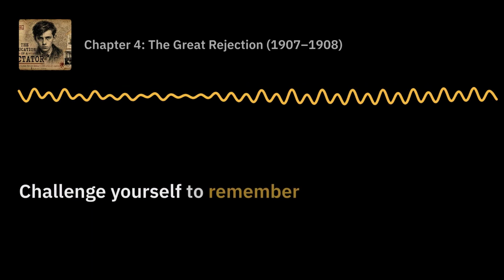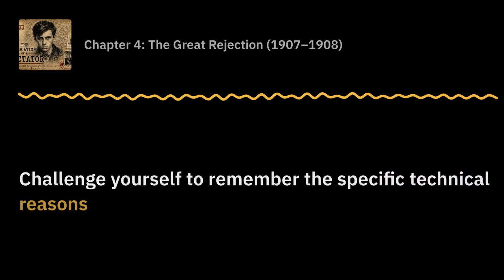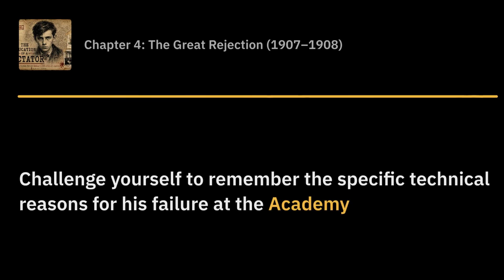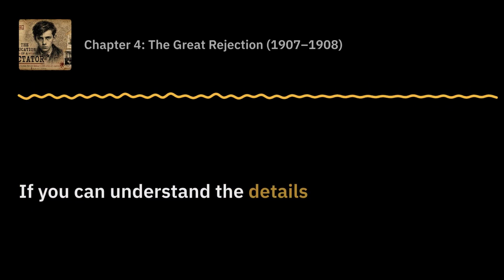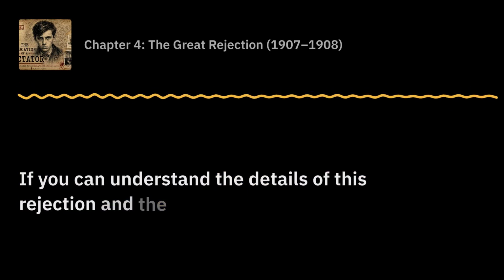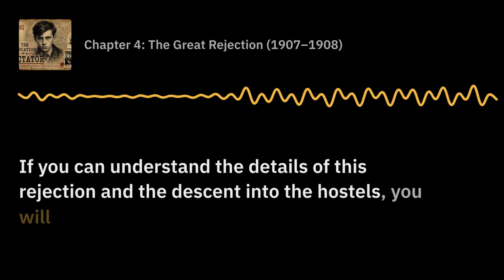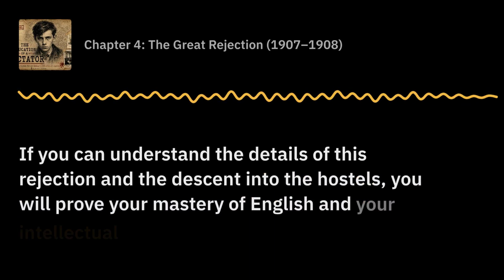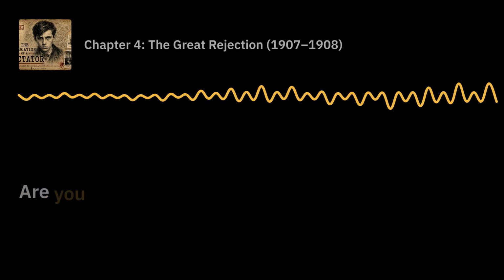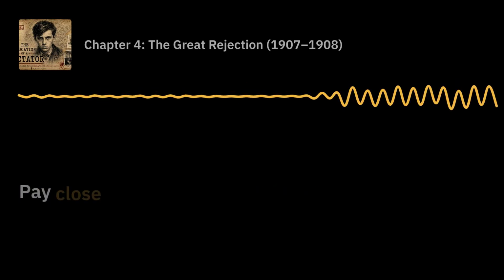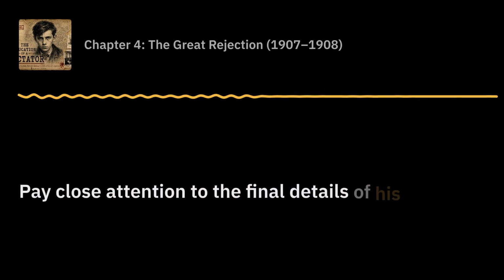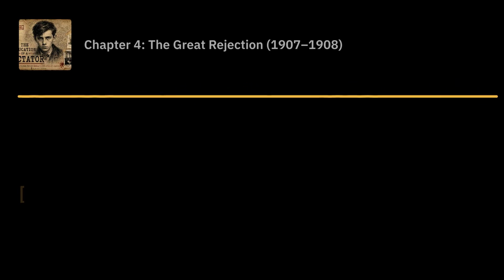Challenge yourself to remember the specific technical reasons for his failure at the academy. If you can understand the details of this rejection and the descent into the hostels, you will prove your mastery of English and your intellectual stamina. Are you ready to finish the mission? Pay close attention to the final details of his time in the School of Vienna.